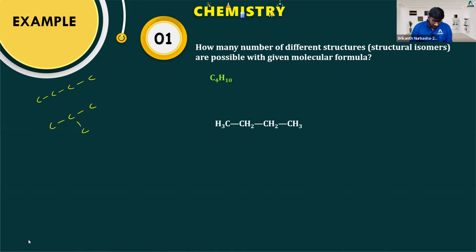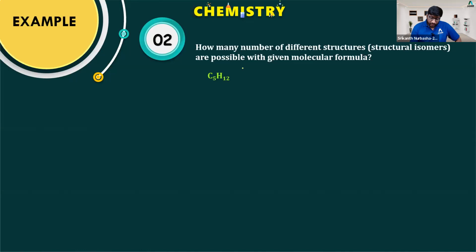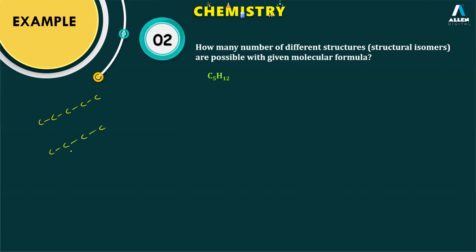CH3 CH2 CH2 CH3, and CH3 CH CH3 CH3. So n-butane and isobutane, these are the two compounds. Try to figure out how many different structural isomers are possible with the given molecular formula C5H12. So we can have a compound like this, 1, 2, 3, 4, 5, all five carbons in a long chain. Yes, sir, 3 structures.